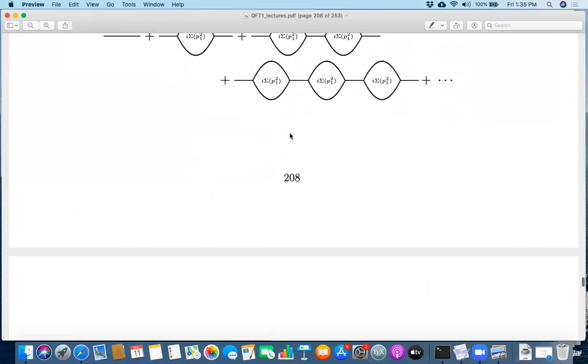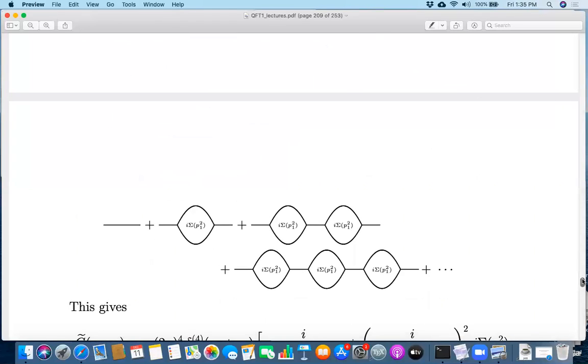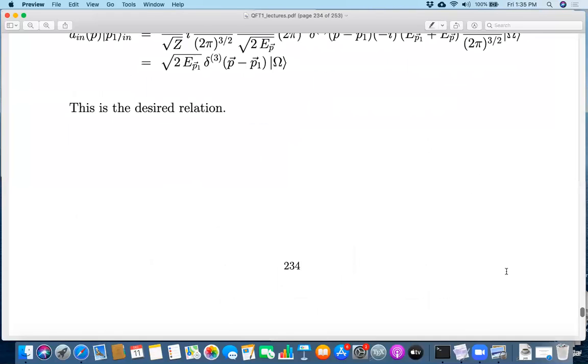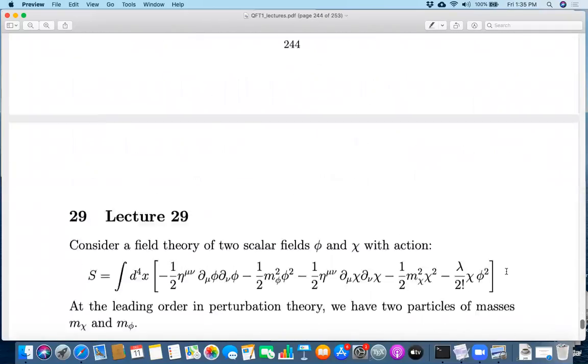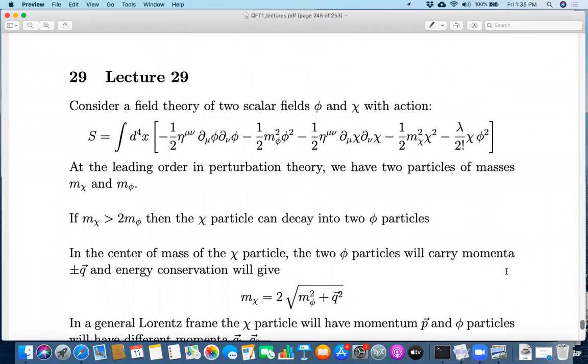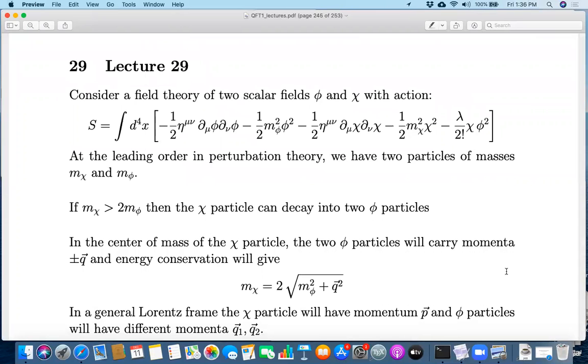Okay. If not, I'll proceed. Let me then begin by reviewing the setup that we introduced yesterday. Earlier we had calculated the probability of scattering, and we saw how to relate it to what you can actually measure experimentally. So today we are going to use the same S matrix theory to calculate decay probabilities.